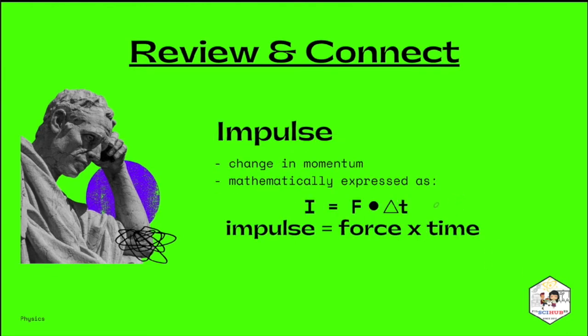Additionally, we also discussed the definition of impulse. We said that impulse is a change of an object's momentum. It can be mathematically expressed as I equals force times the change in time. We also said that it is also a vector quantity, with both magnitude and direction.